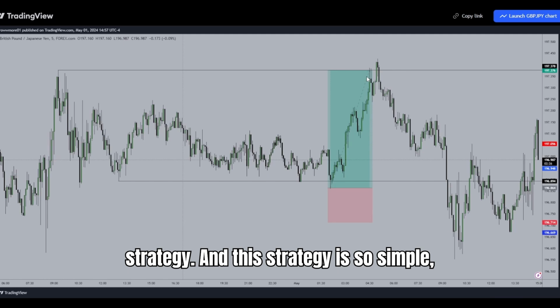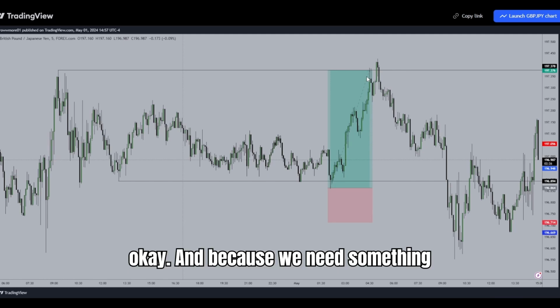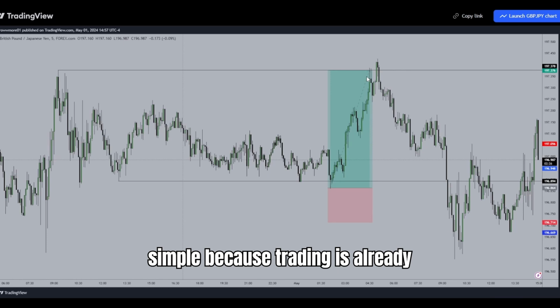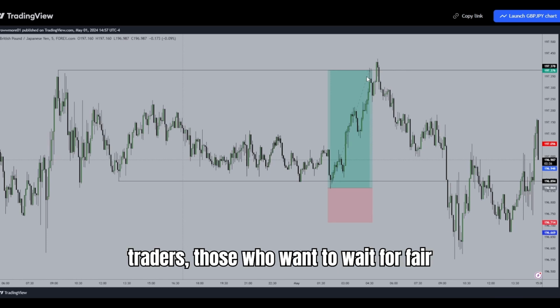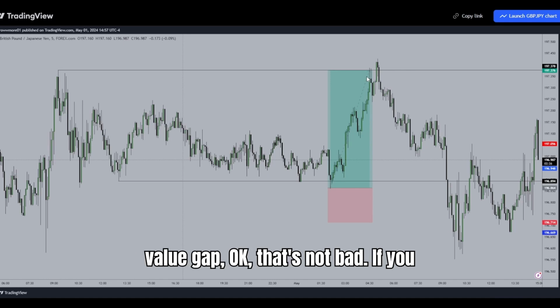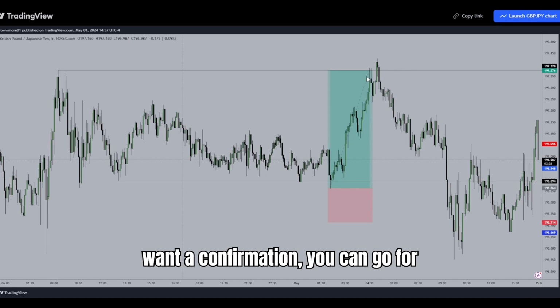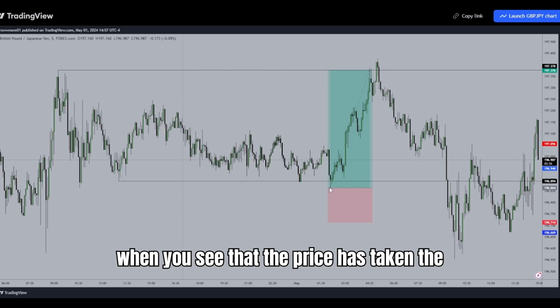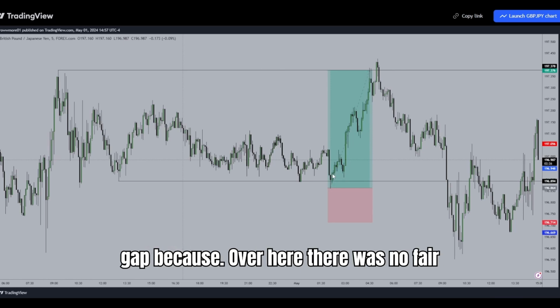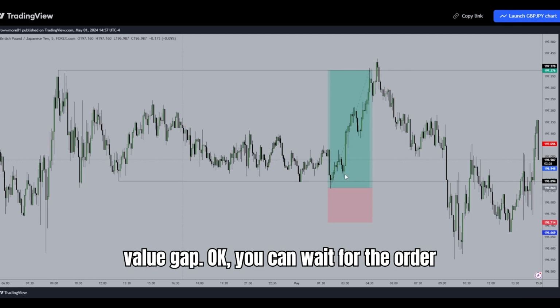And this strategy is so simple, and we need something simple because trading is already complicated. Now there are some traders who want to wait for a fair value gap. That's not bad. If you want a confirmation, you can go for confirmation. After you see that the price has taken the liquidity, you can wait for a fair value gap, although over here there was no fair value gap.